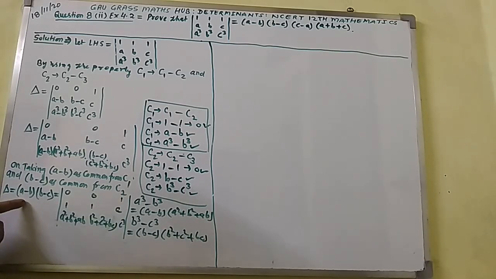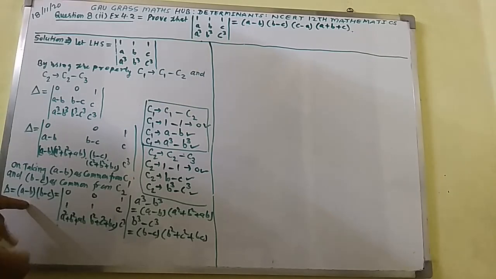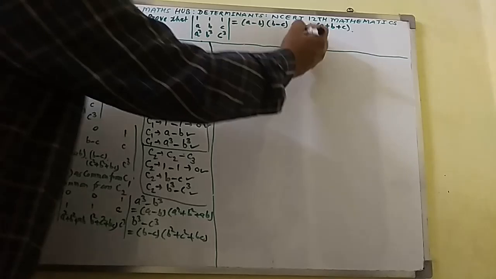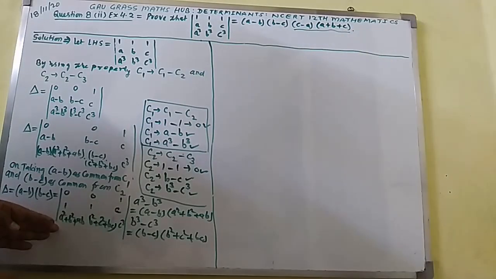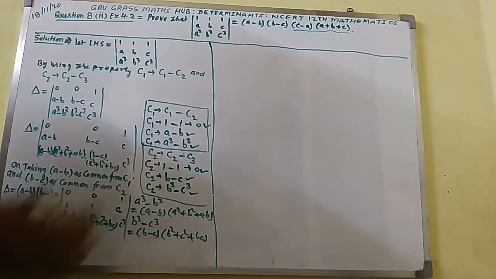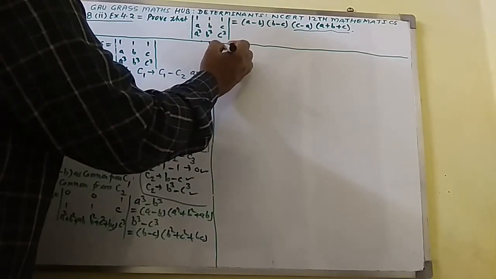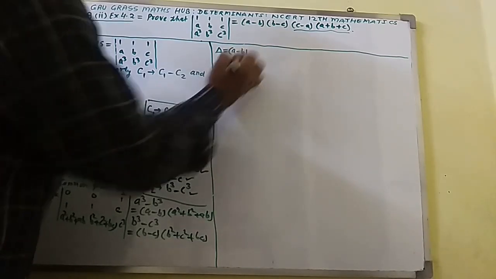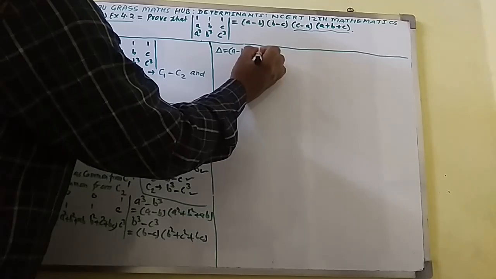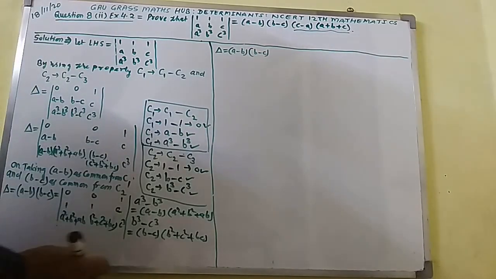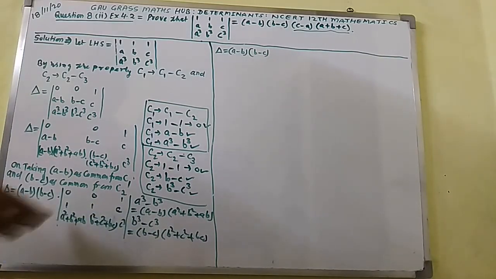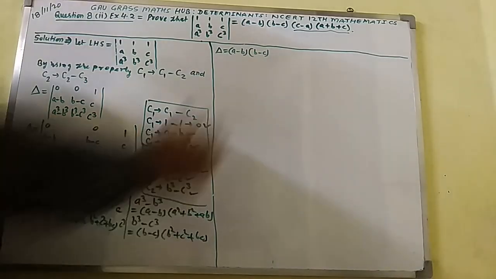To compare this thing from RHS, here a minus b is there, here b minus c is there. But just think, you have to get only this one. So here same thing I am going to reflect. Write det equal to a minus b in one bracket, in another bracket b minus c. Here dot is there, because multiplication sign is there, so write dot.